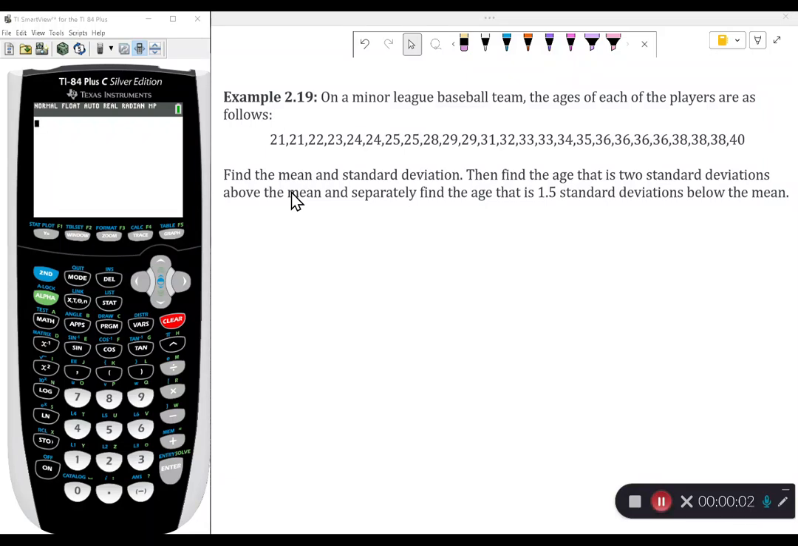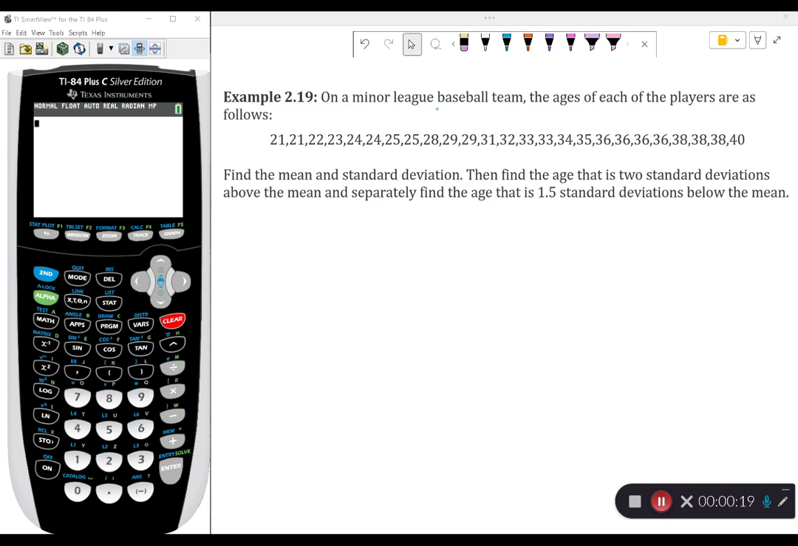In this video, we will use the TI-83 or TI-84 to calculate the standard deviation for the example on the screen. And then we're going to try and find the ages that are a certain number of standard deviations either above or below the mean. So let's get to it.